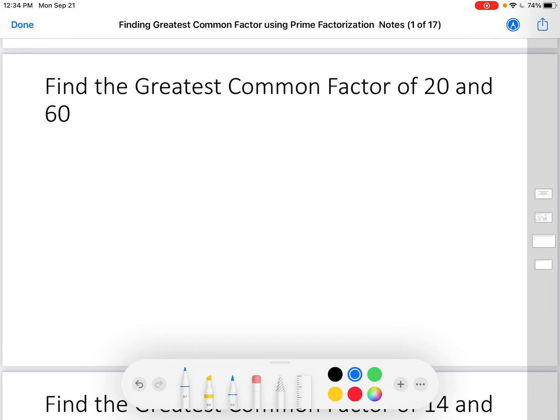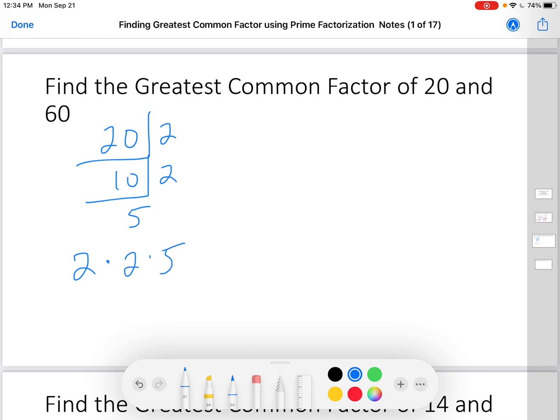Find the greatest common factor of 20 and 60. All right, first I find the prime factorization of 20. I'll use factor ladders this time. Divide it by 2, I get 10. 10 is divisible by 2, so I'll divide that by 2, and I get 5. 5 is prime, so the prime factorization is 2 times 2 times 5.